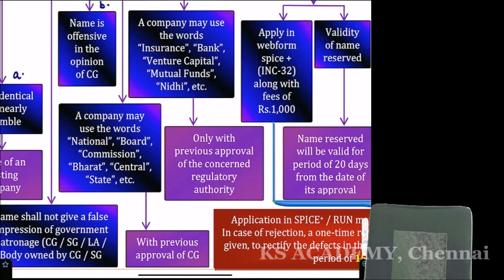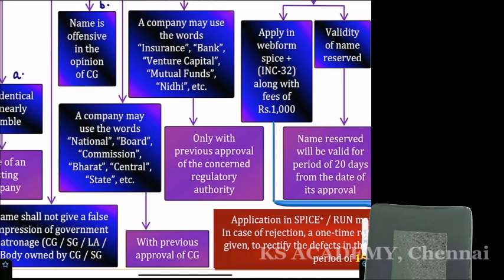Okay? So the point is, a company may use the words number 1, number 2, number 3, number 4, number 5. If you want to use them, you can, but only with the previous approval of the concerned regulatory authority. If it is startup, Niti Aayog; if it is insurance, IRDA; if it is banking, RBI; Nidhi, RBI. Like that you need to take the appropriate permission. Clear, everyone?